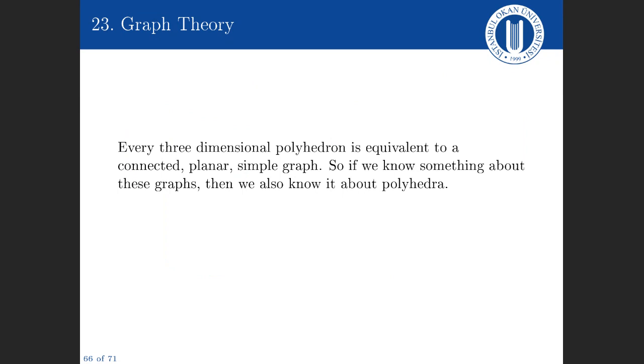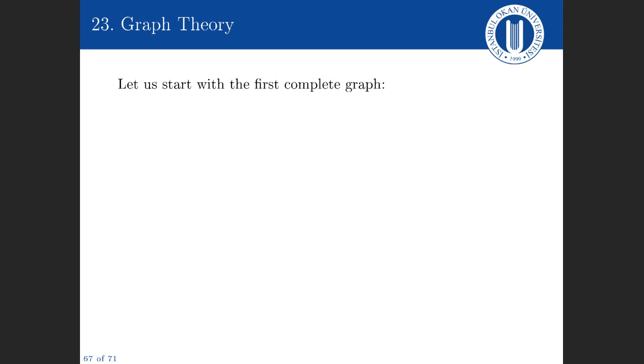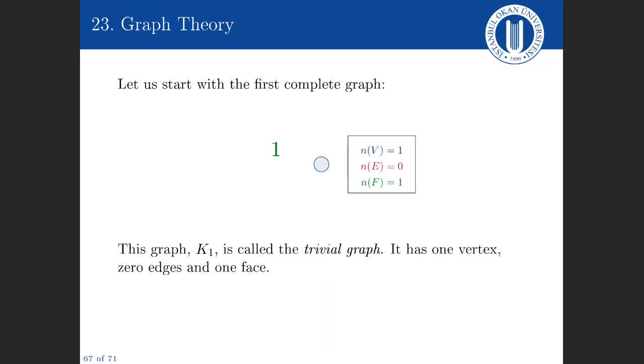Every three-dimensional polyhedron is equivalent to a connected planar simple graph. So if we know something about such graphs, about connected planar simple graphs, then we also know it about polyhedra. What do we know about these graphs? Let's start with the first complete graph, K1. There's a picture of K1. We have one vertex, 0 edges, and one face, because all of this outside region we call face number 1. Euler's formula is 1 minus 0 plus 1, or 2.